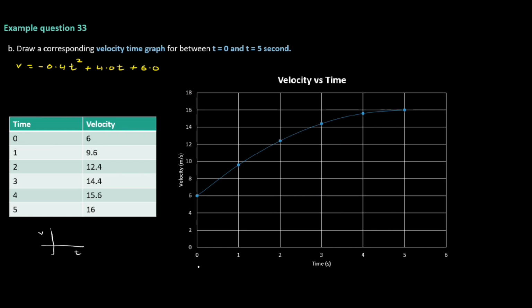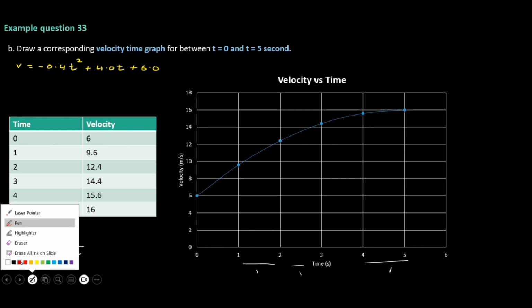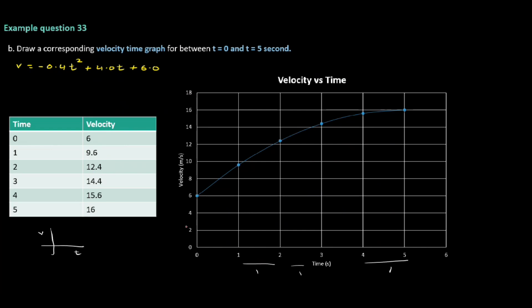Then when you are putting the values on the axis, make sure that the intervals are same. The difference between any two consecutive values remain the same. Like 5 minus 4 is 1, 3 minus 2 is 1, and 2 minus 1 is 1. The interval must be the same. Same thing on the y-axis. Do not directly put the values on the table on your graph. Make sure your intervals are the same.